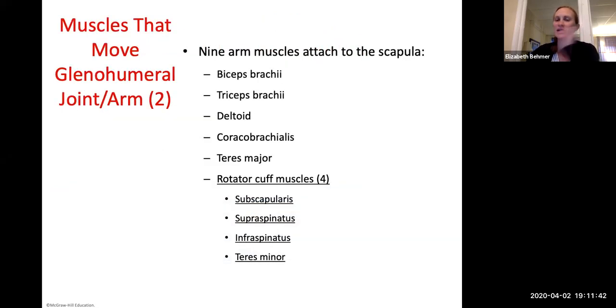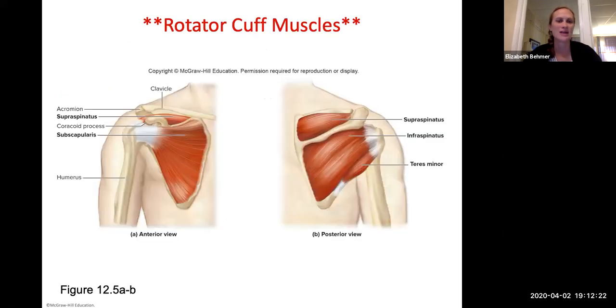9 arm muscles attach to your scapula. So we're still talking about muscles that move this shoulder joint and arm. We'll talk about your biceps brachii, your triceps brachii, the deltoid, the coracobrachialis, the teres major, and then the 4 muscles that we call the rotator cuff muscles. And you'll hear about injury to the rotator cuff muscles, and they are the muscles that are involved in moving your shoulder joint. And again, they'll be injured in pitchers, volleyball spikers, and other people who use their arms a lot. Who else uses their arms a lot like that? I don't know. That's all I can think of.